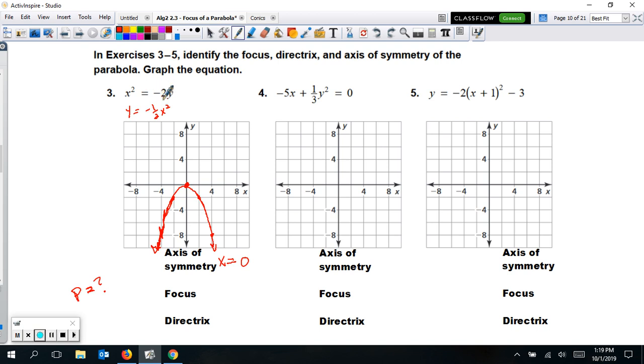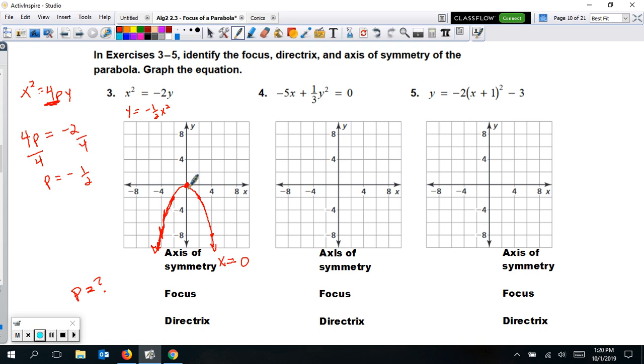this one doesn't. So we know that this number, remember from the form, x squared equals 4py, this number, negative 2, is the 4p part. So I could do this, 4p equals negative 2. And now all I've got to do to solve for p is divide by 4. See how simple that is. So divide by 4, and I need to reduce that. Negative 1/2 is my p.